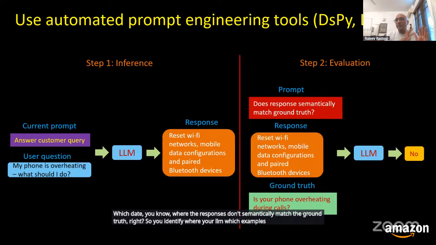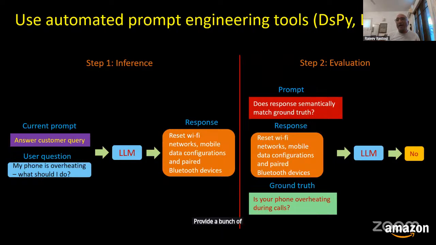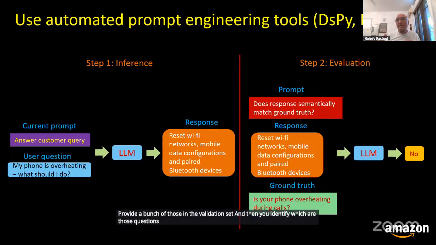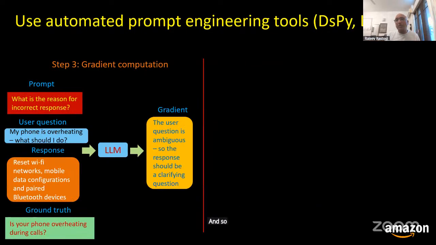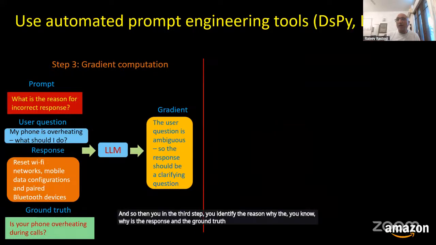So all these tools require a validation set where you provide the question and the ground truth response, right? So you provide a bunch of those in the validation set, and then you identify which are those questions where the LLM response isn't quite matching the ground truth, right? Now those are the problem areas. And so then in the third step, you identify the reason why the LLM response and the ground truth are not semantically matching. What's the reason, right?